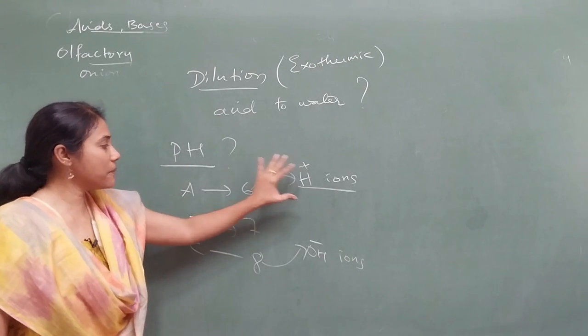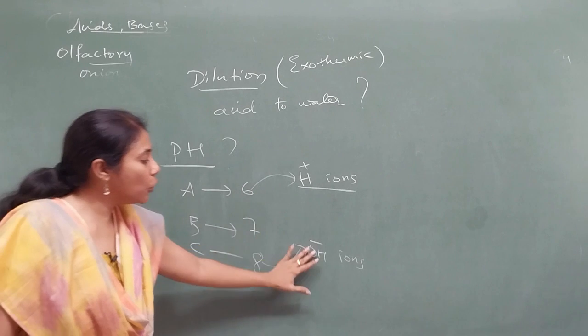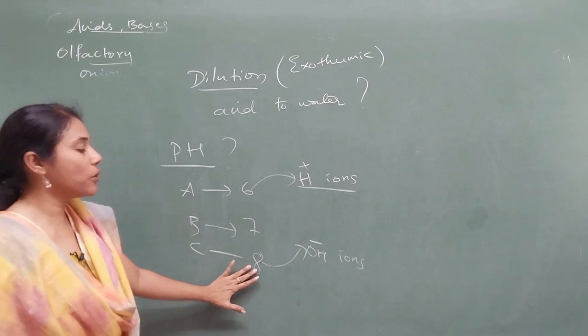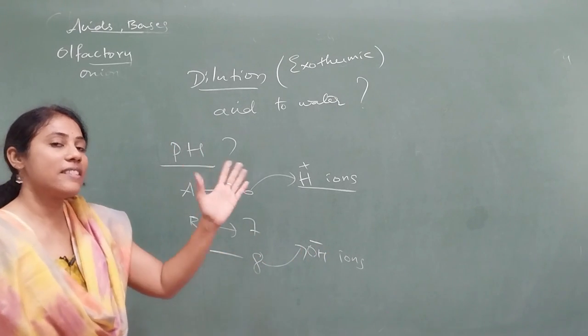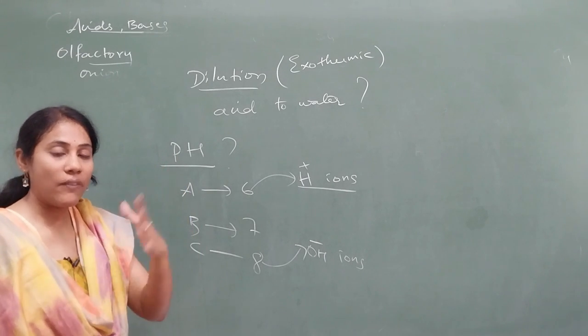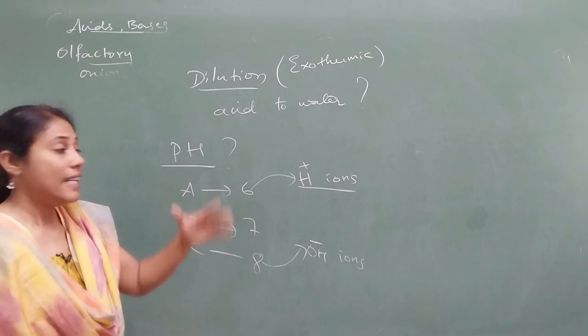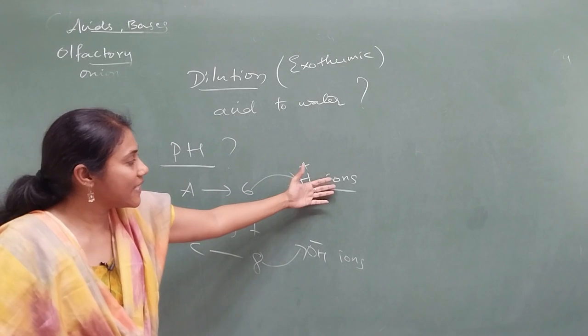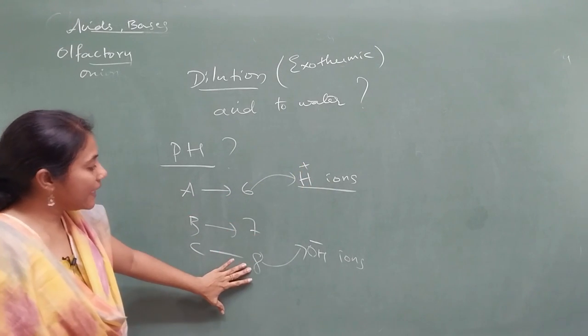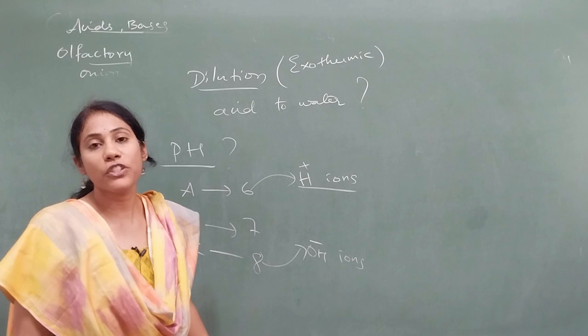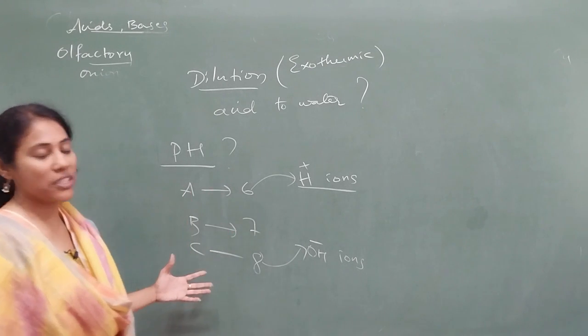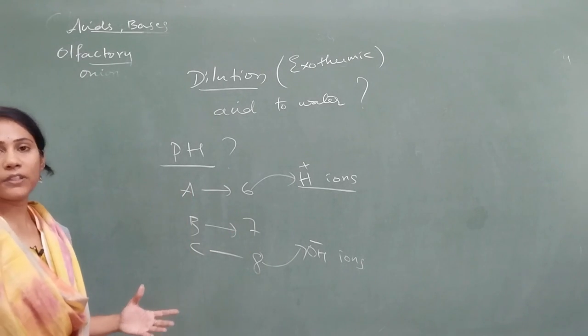More H plus means more acidic. More OH minus in the sense more basic. If the value is above 7, basic. Value below 7, acidic. Lesser the value, more is the acidic nature. More the pH value, more is the basic nature. So this type of questions are also very, very common from this chapter.